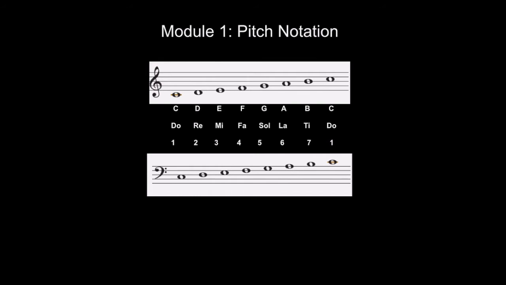Below is the same C major scale in bass clef. Letter note names are the same, but the placement of notes is different because we are in a different clef. The last note in bass clef, the repeated C, is again outside the staff on a ledger line.